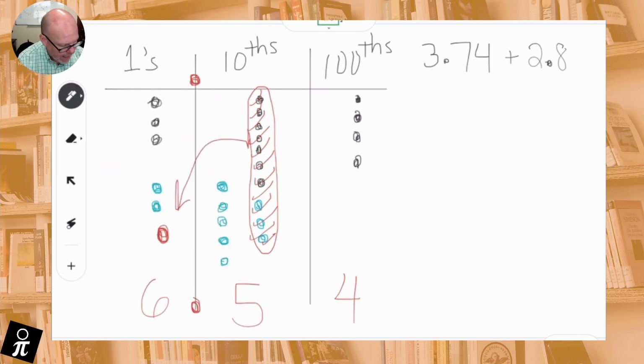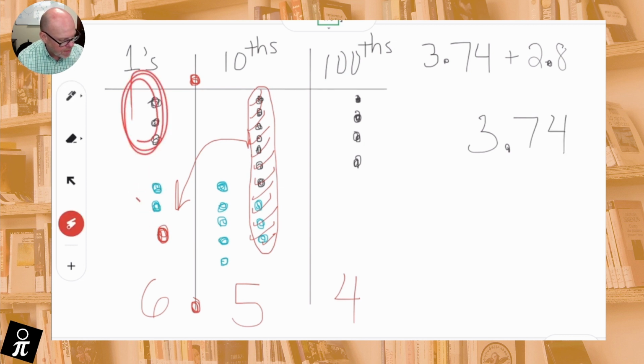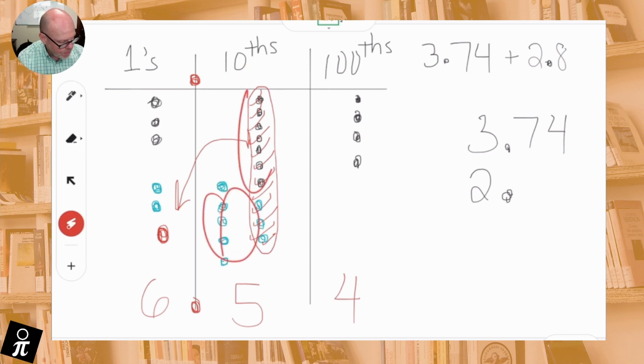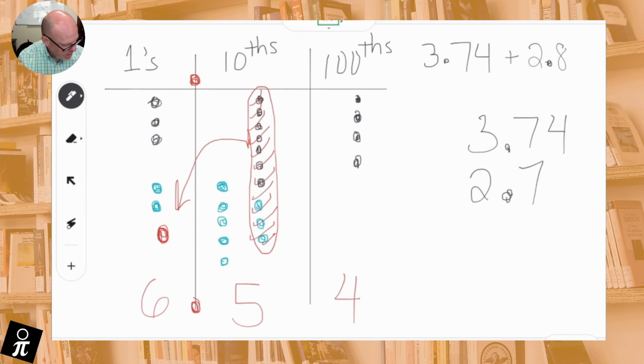So what did that look like using the algorithm? Well, let's take a look at that. 3.74. And then notice I had to put the 2 in the ones column. So the 2 goes with the 3. And then the 8 is in the tenths column, so the 8 goes with the 7.